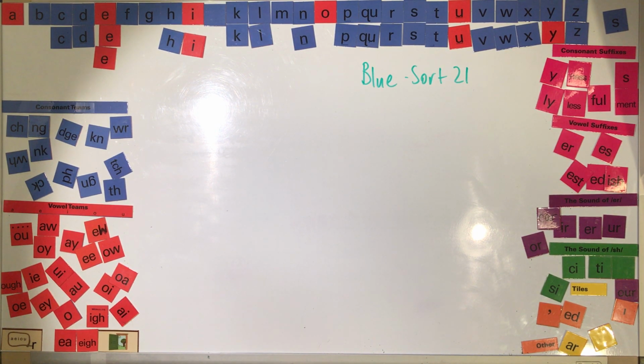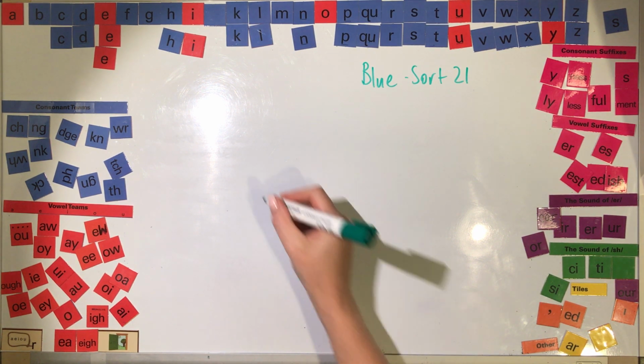Okay, today we are going to look at blue sort 21. Now we've skipped sort 20 just because it's more of the same as sort 19, and because we're getting towards the end of the year I thought it was good to jump ahead and cover something a little bit different rather than do a whole other week of similar. Okay, so what we're going to look at today is how we change words when we add ity.